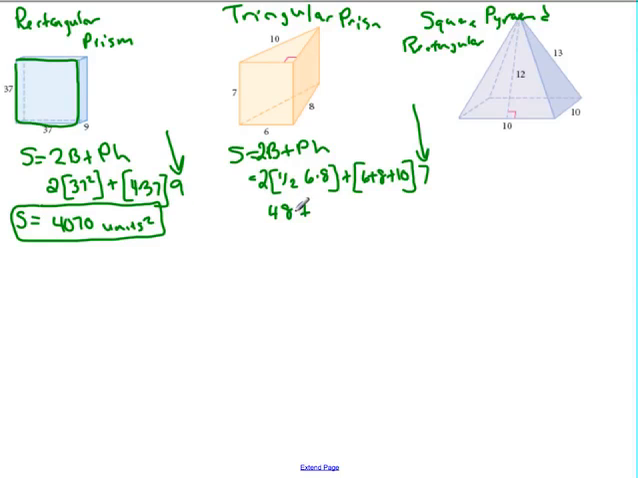Oh, I don't know what that is. But if we add all these up, we do get 216. I already put that in my calculator. So 216 square units for this. We'll talk about this pyramid.